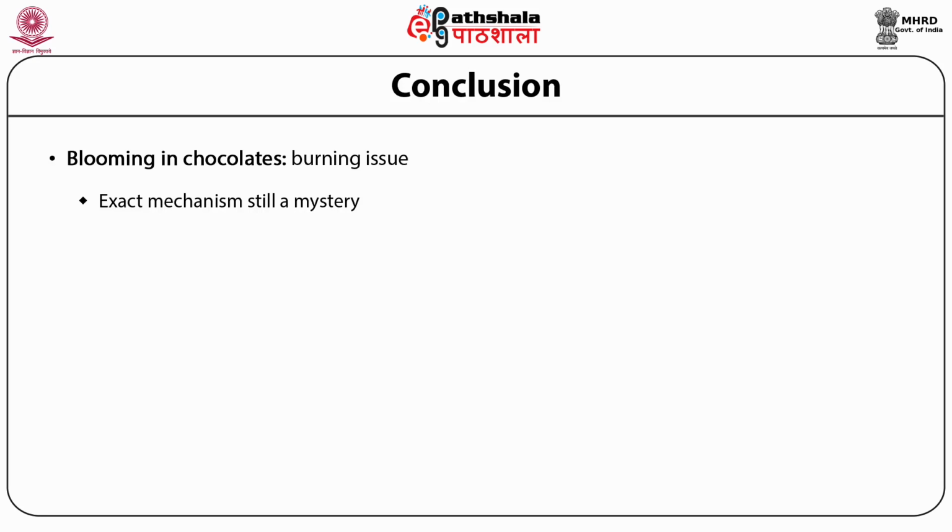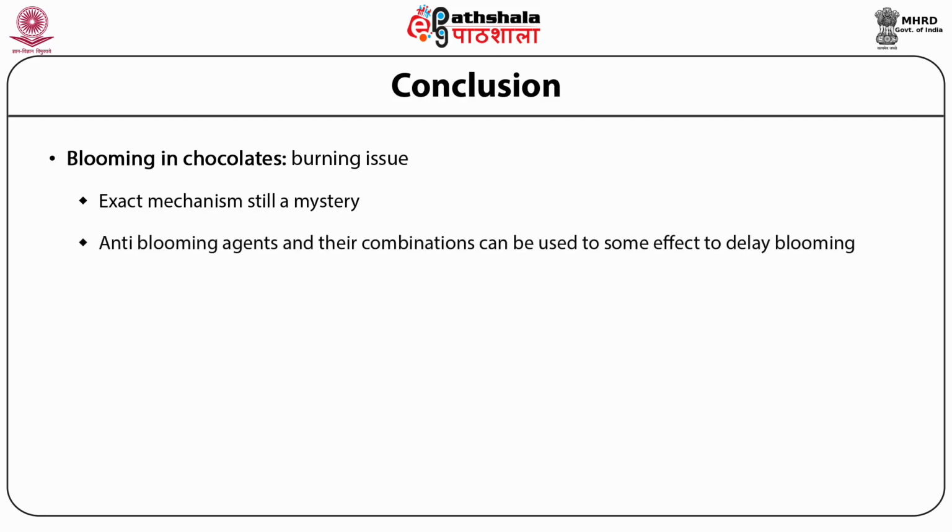And also, we can use here anti-blooming agents to control this blooming effect, and their combinations can be very effectively used to delay blooming in such kind of chocolates. Chocolate being a very big industry and a very appealing product, a very tempting product, we need to have something that will increase its appeal and reduce such kind of blooms in the product.